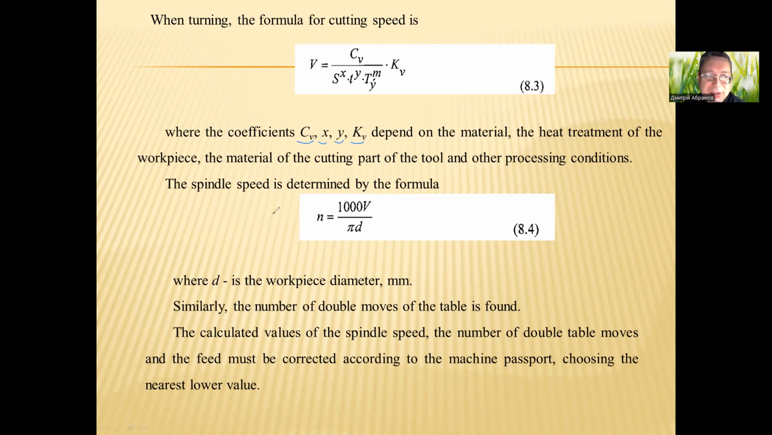The spindle speed is determined by formula 8.4. n, the spindle speed, is equal to 1000 multiplied by V and divided by pi d. Small d is the workpiece diameter, and V is the cutting speed. Write down in your notes formulas 8.3 and 8.4.